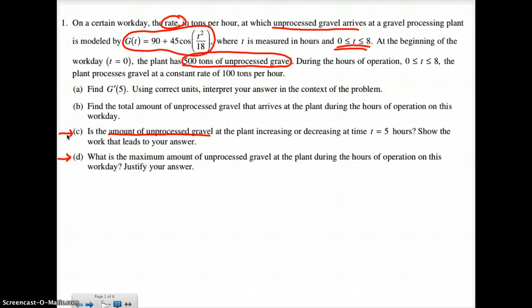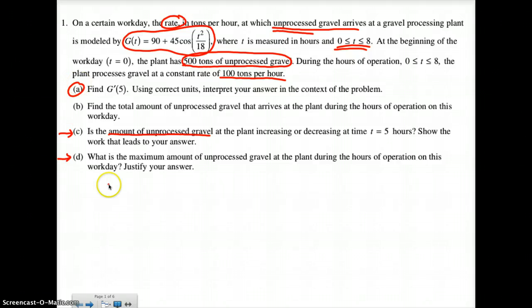So during the hours of operation, what happens is they're processing it at a constant rate of 100 tons per hour. We've done these before. We did it with the Valley Fair problem, or the amusement park, where people were coming in and people were leaving. We did it another time with, I think, oil going in and oil going out. And so this is the same type of situation. I don't like it as much because you're not as familiar with a gravel plant as you would be with an amusement park, and that kind of hinders the understanding of the problem, but we'll work it out.